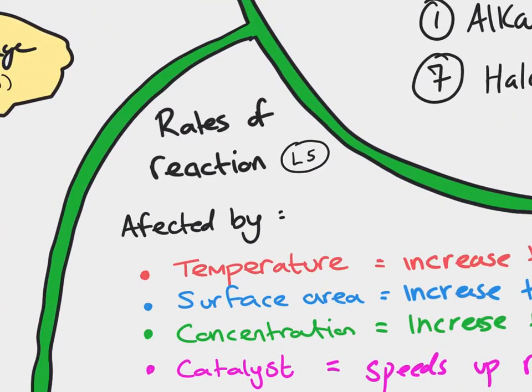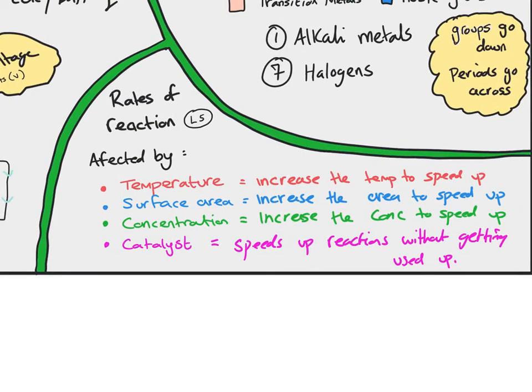Lesson 5 is on rates of reaction. And what we need to know in year 7 is that they're affected by 4 things: temperature, surface area, concentration, and we can also add a catalyst. If we increase the temperature, we're going to speed up the reaction. If we increase the surface area, we're going to speed up the reaction. If we increase the concentration, we're going to speed up the reaction. And if we add a catalyst, we're going to speed up the reaction. And the good thing about a catalyst is it doesn't get used up, so it can be used over and over.